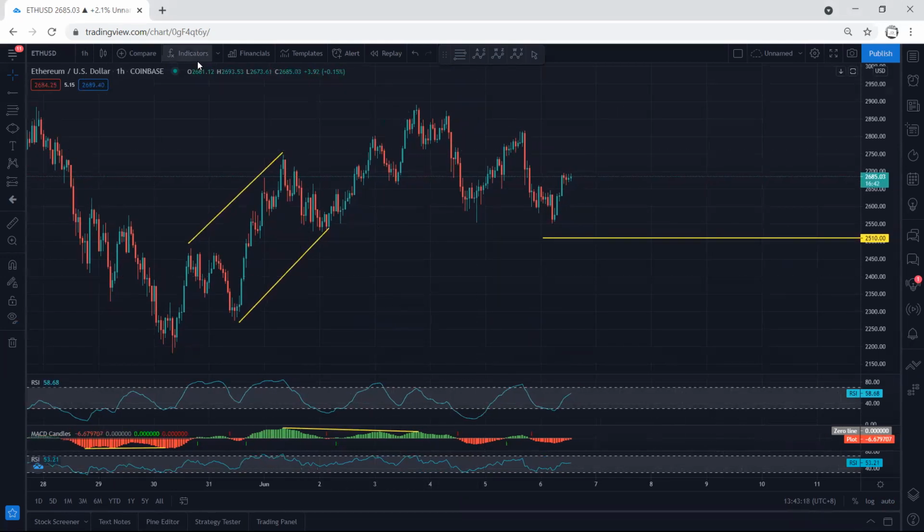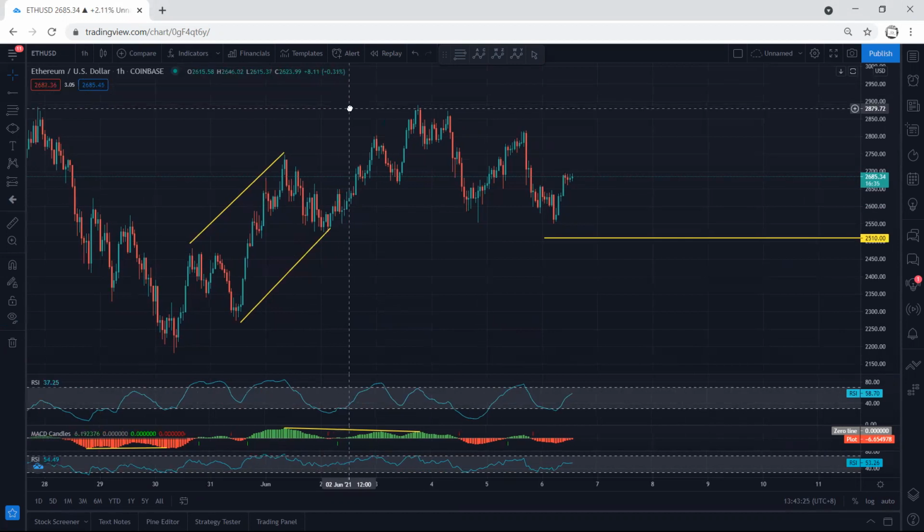And as I mentioned, based on 15 minutes, there was also an opportunity to look for buy. And in this case, we just follow the chart. If I see any update, I will share.